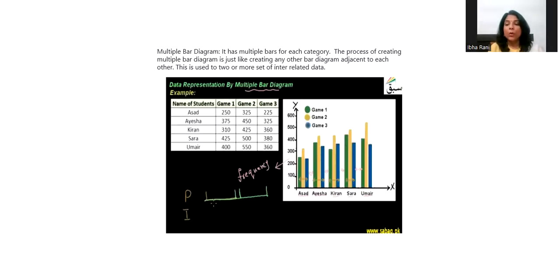That's why it is important to present the data in a multiple bar diagram, so you can easily identify which student has scored maximum marks in which game, or maximum points. Here we are talking about the games. So I hope you understood the simple bar diagram and multiple bar diagram. Thank you all. Bye bye.